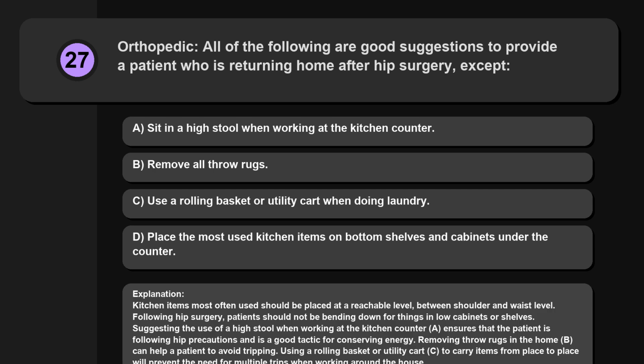Kitchen items most often used should be placed at a reachable level, between shoulder and waist level. Following hip surgery, patients should not be bending down for things in low cabinets or shelves. Suggesting the use of a high stool when working at the kitchen counter, A.